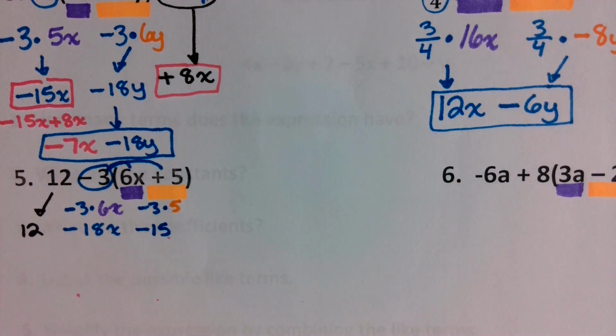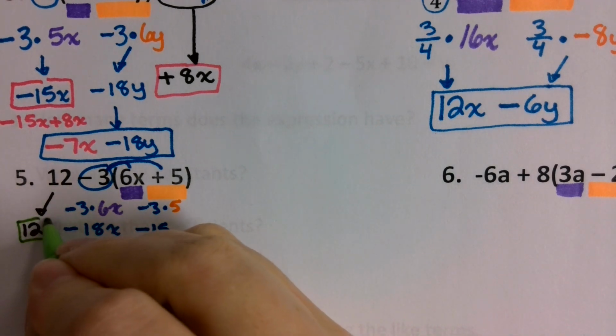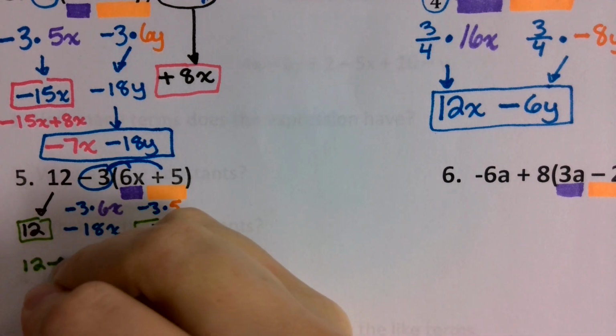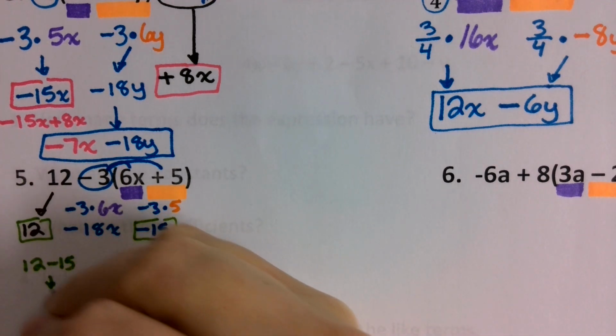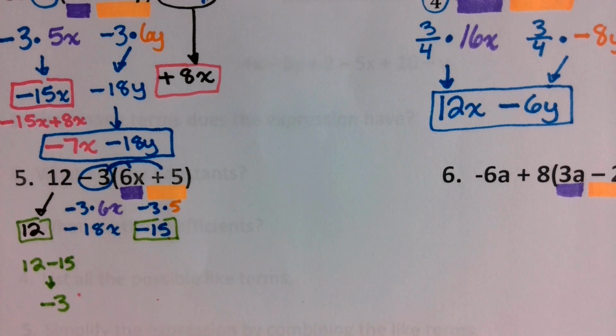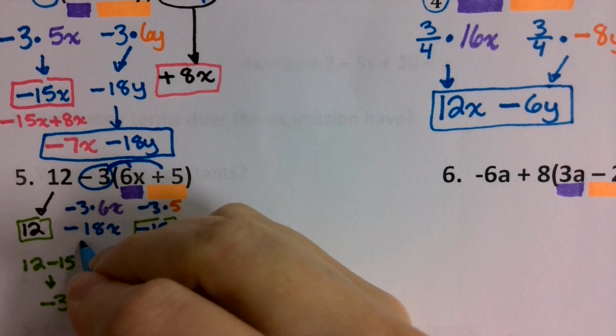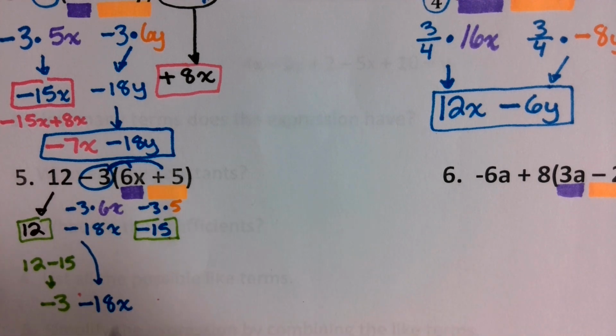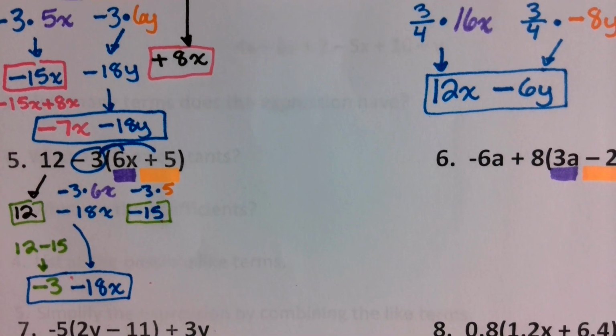Okay, now we can go ahead and combine our like terms. We do have like terms with our numbers, right? We do have a 12 and that minus 15 that can be combined together. When I do 12 minus the 15, that comes out to negative 3. That negative 18x is going to come straight down, negative 18x, or it becomes a minus 18x. So there's our final answer. We get negative 3 minus the 18x.